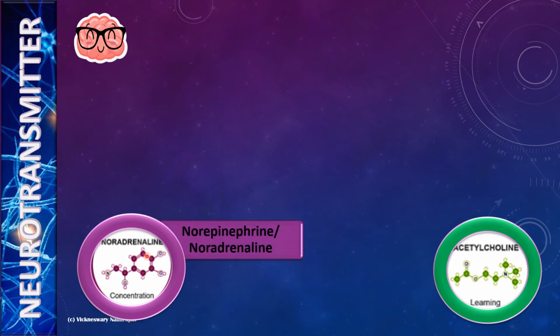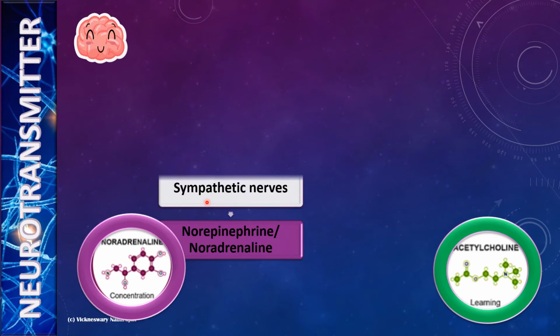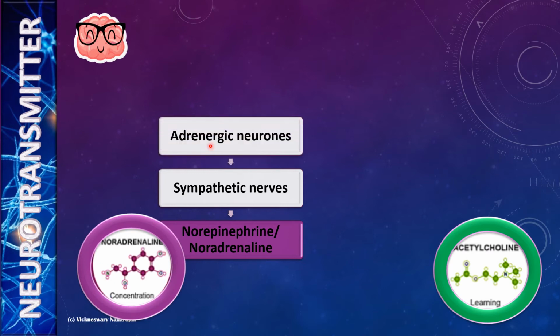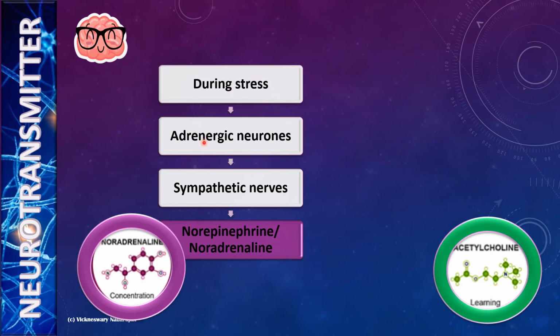Noradrenaline has another name, that is norepinephrine. Nervous systems that contain this neurotransmitter are the sympathetic nerves. Now, there's another name for the sympathetic nerve, that is adrenergic neurons. The word adrenergic comes from the word adrenaline. So, noradrenaline's function is similar to the hormone adrenaline, that is during stress.